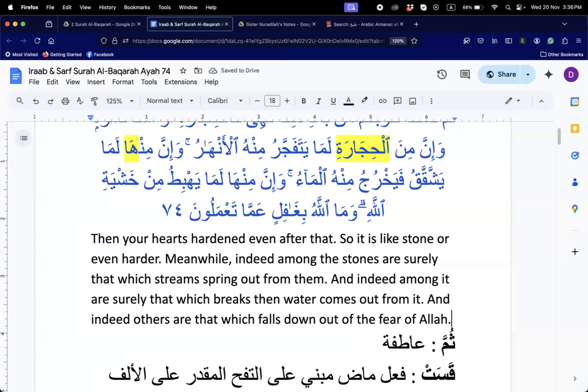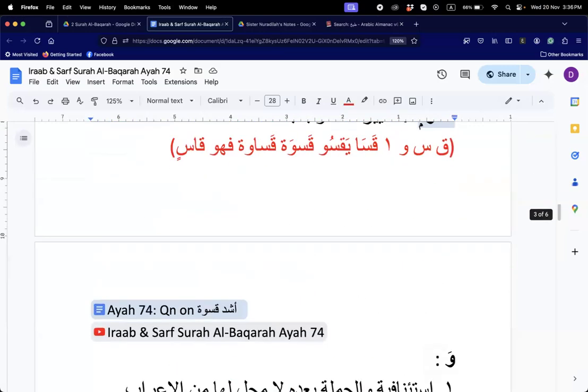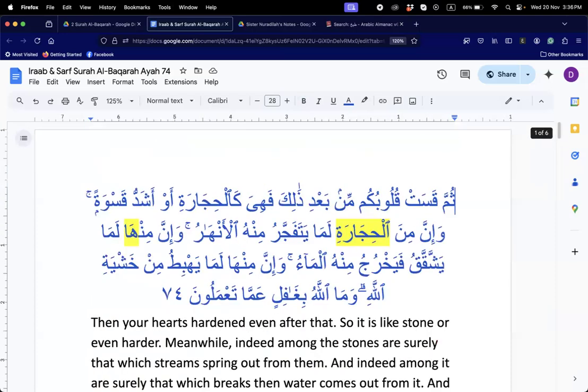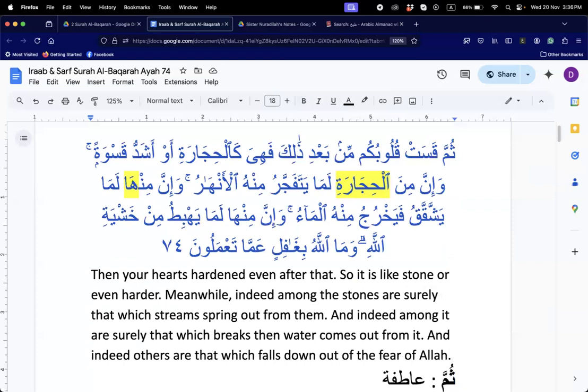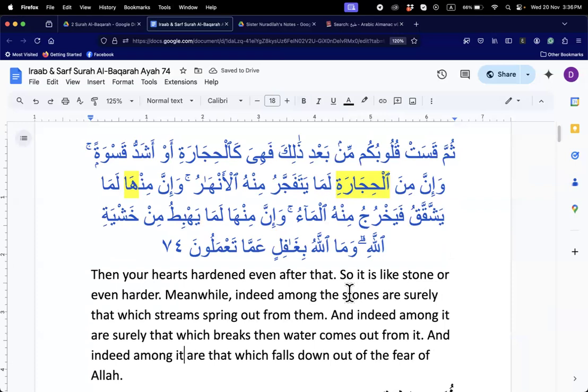Okay, do one more. Wa mallahu. So, for the translation, I did not get that part. Which part? Minha, how did you translate here? Minha: others. Among the stones, and then again among it, meaning other stones, and then among it again, other stones, basically. So that's why the sister said others. Can you get it? So there are three types of stones here.